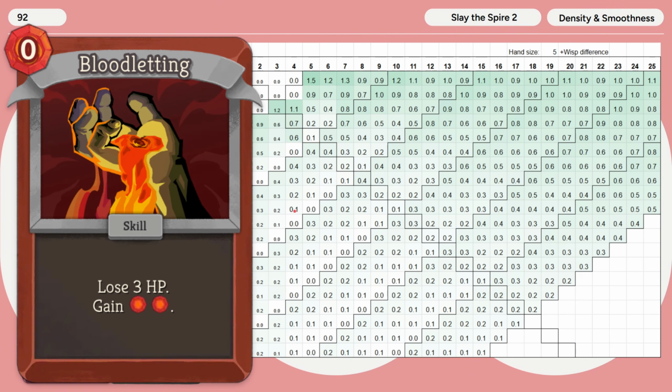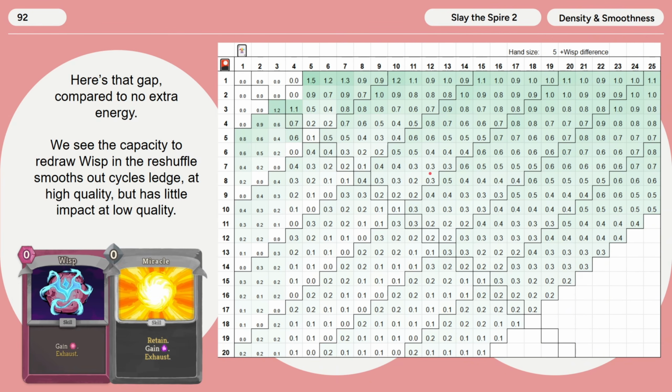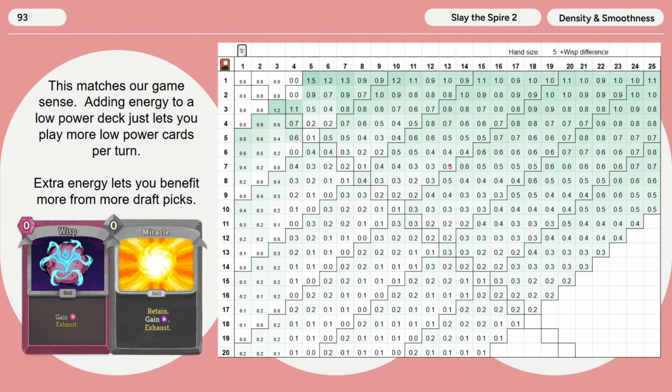The best time to add energy to your deck is when your deck is already drawing more high quality cards, more green cards than it can afford to play. Makes sense to everyone. Extra energy lets you benefit more from the draft picks. So when you've already taken a lot of draft picks, if you're considering a skip, if you have the option of Wisp versus skip or Bloodletting versus skip, maybe just take a Bloodletting, even a second Bloodletting, it's totally fine. As long as your deck can handle the damage, which most of the time it can, because it's going to save you HP by letting you play more Shrug It Offs, right?